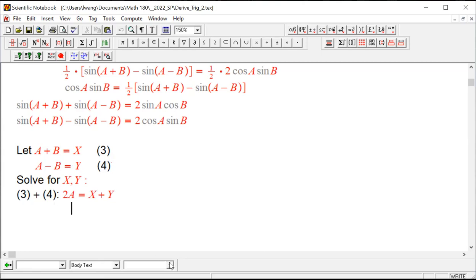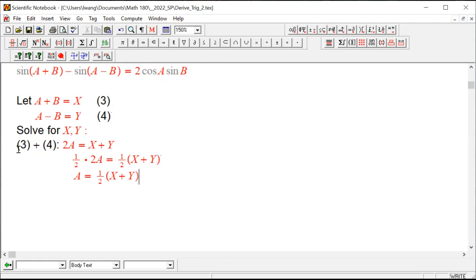As a result, we multiply both sides by half. 2 times half is 1, so we get A equals half of X plus Y.